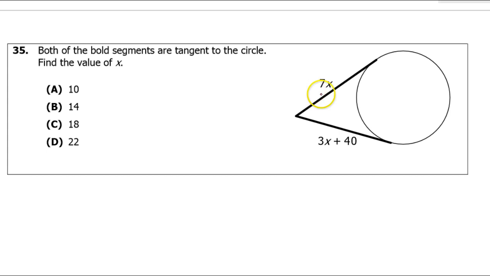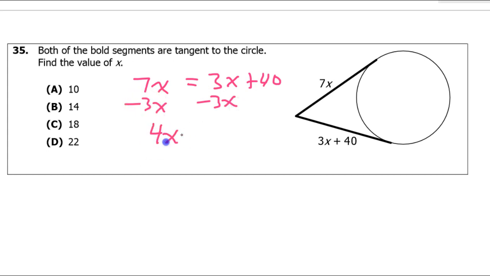All right, another thing that we learned was that when you have two tangents that are intersecting each other, then the length of these tangent segments will be the same. So that means that the 7x must equal the 3x plus 40. So if I subtract 3x from both sides, I'm going to get 4x is equal to 40. And then when I divide both sides by 4, I get x is equal to 10. So the answer is A.